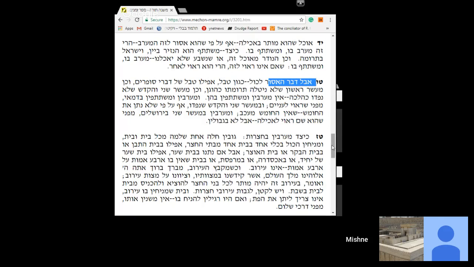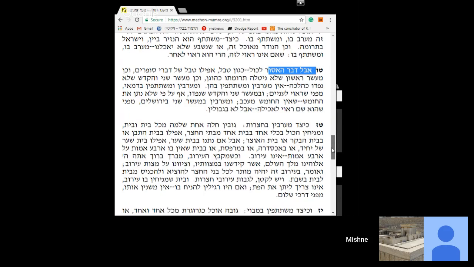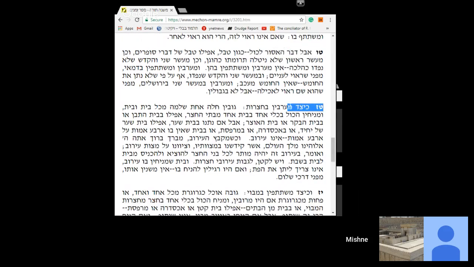Kesad, one moment. Yes. Halakha Tetzain. Kesed me'arevin b'chaserot. So how are Eruvei Chaserot done? How is the Eruv put in place? How is the Eruv enacted? Gobin hala achat shelema mikol bait uvait, u'manachin hakol b'chli echad b'bait echad mibate hachaser.